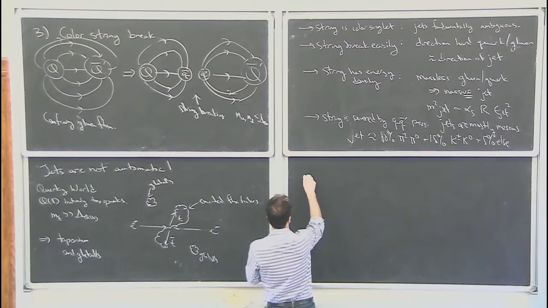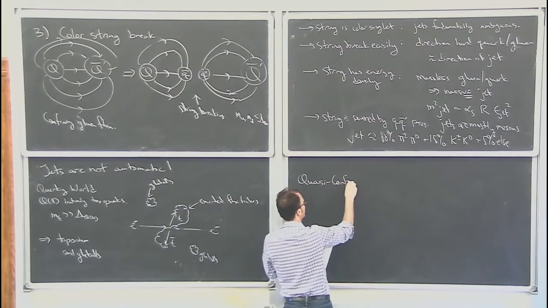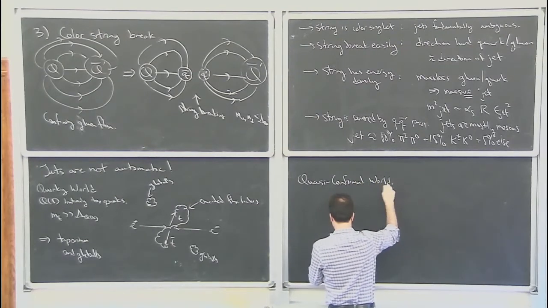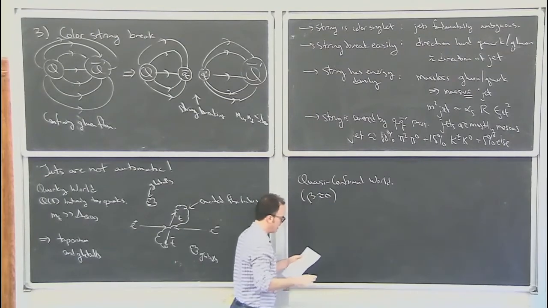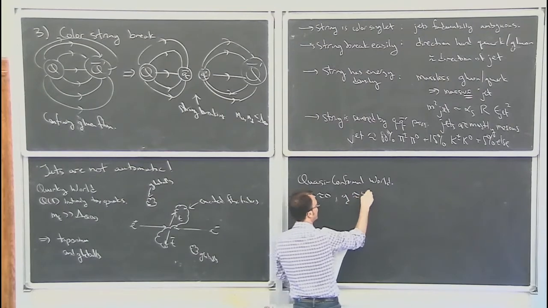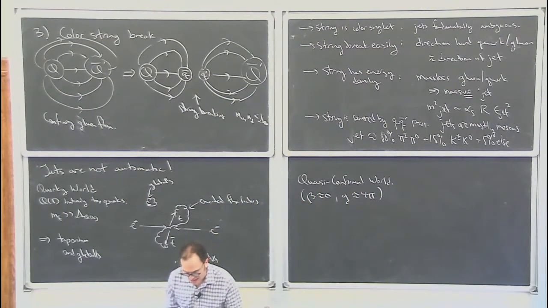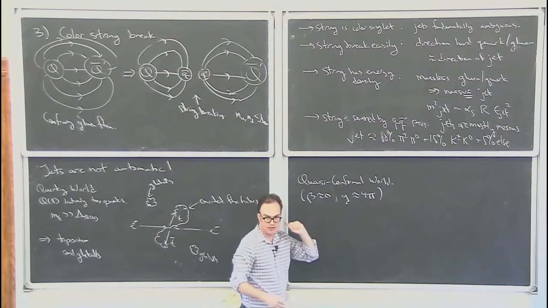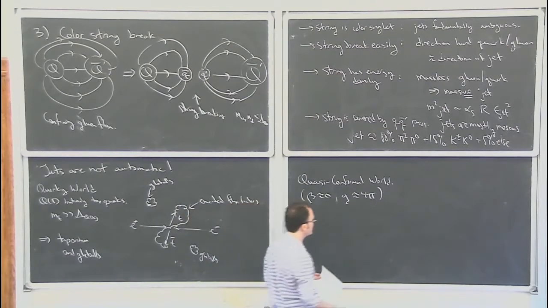Here's another hypothetical world that I can imagine. I can imagine living in a strongly coupled quasi-conformal world. This would be a case where the beta function is close to zero, and the coupling constant is pushing the bounds of perturbativity. And in this world, there's a huge range of energy scales over which the theory is strongly coupled.